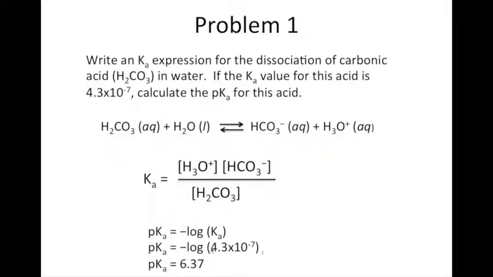Second, you're asked to calculate the pKa. Well, we have our Ka value, and if we take the negative log of that, we get 6.37. So the Ka value is 4.3 times 10 to the minus 7. The pKa is 6.37. So practice some more of these problems. Again, get comfortable writing Ka expressions, calculating Kas and pKas, and most of all, be sure to understand what these values tell you about a particular acid.